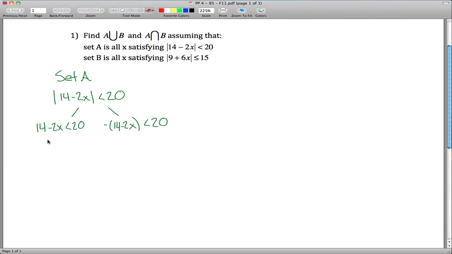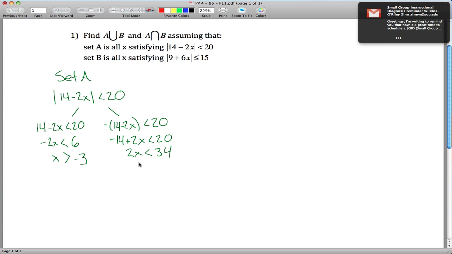So for this one, maybe if you subtract 14 from both sides, you get to here. And now divide by negative 2. Remember, dividing by a negative flips the inequality around and you get x is greater than negative 3. See over here, distribute the negative. And you get negative 14 plus 2x is less than 20. Add 14 to both sides. You get 2x is less than 34. And then divide both sides by 2. And you get x is less than 17.